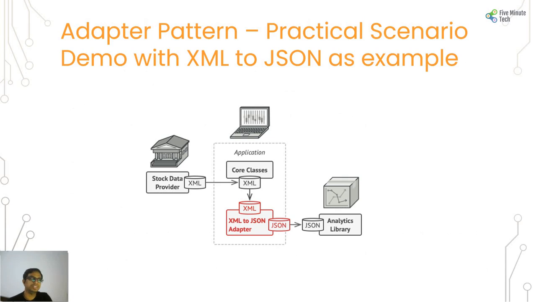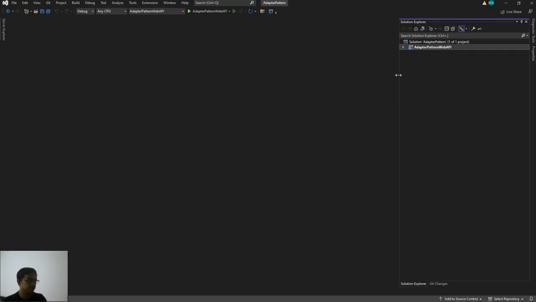Now we will be getting into a practical demo with an XML to JSON parser as an example. For example, there is a provider which provides XML data that needs to be converted into a JSON format to be utilized by another service, which we have to write here. So let's get started with the code. Here I have a simple web API project. In the web API project, I have a normal controller, which I have named the data controller.